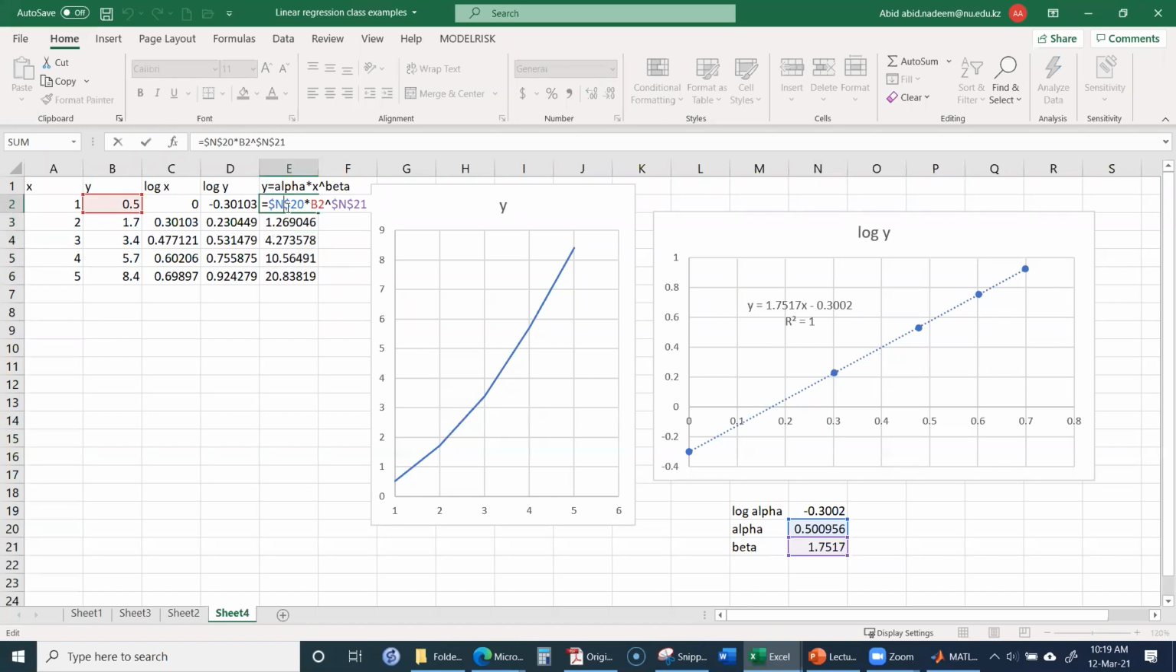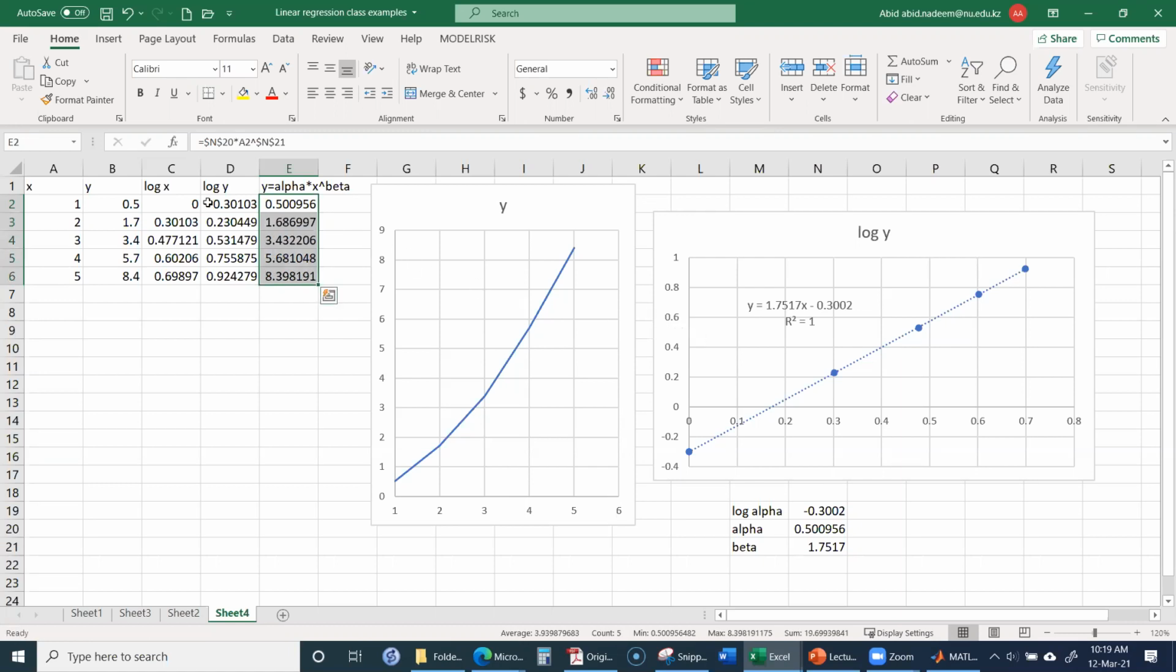No. 0.5 times. Yes, I took this wrong. I selected this value. I should select the value of x. So I should change to, instead of B2, I should change to A2. So that's why I was wondering what's happening over here.